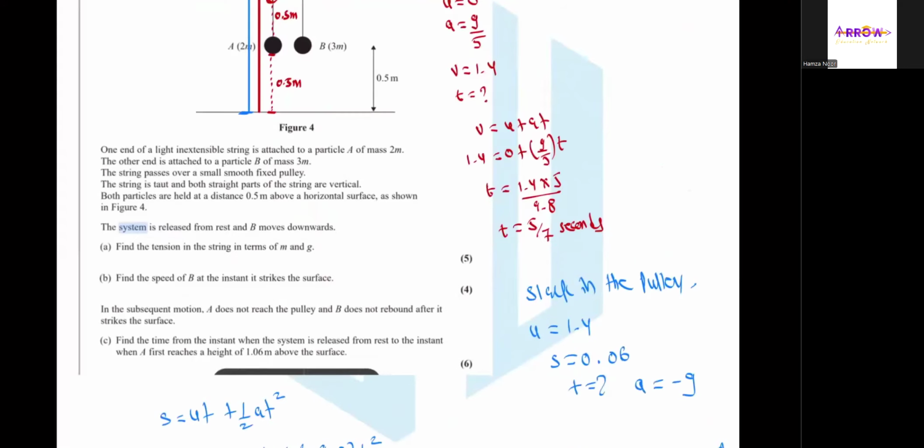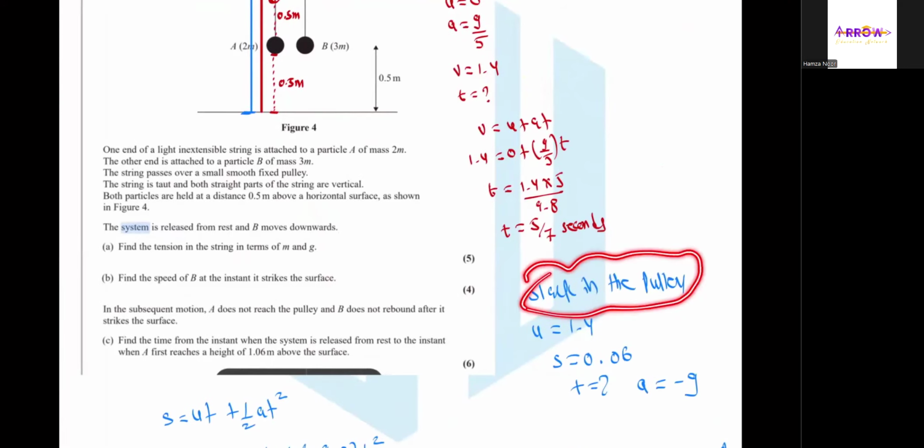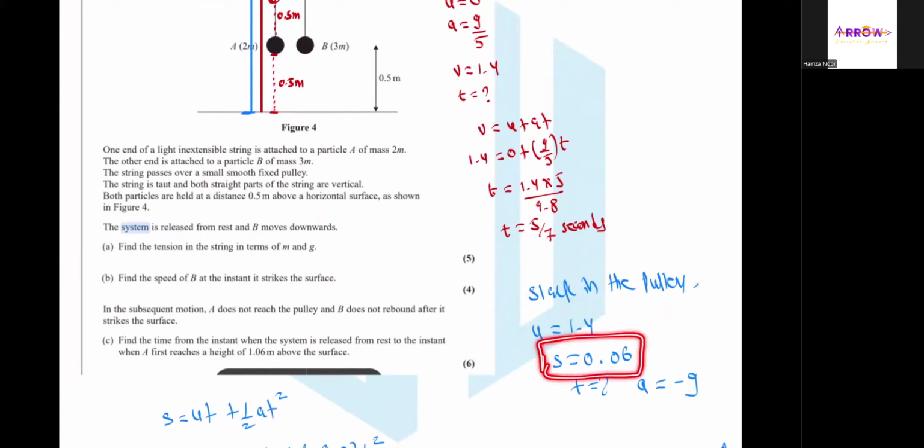So when the slack in the pulley happens, the initial speed is 1.4 meter per second and the distance we are considering is 1.06 minus 1. We need to find the duration, and acceleration is basically due to gravity, which indicates that the particle is decelerating as it is freely going upwards under the motion of gravity, vertical motion.